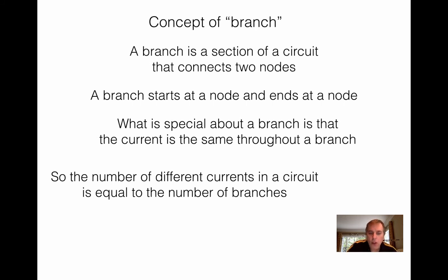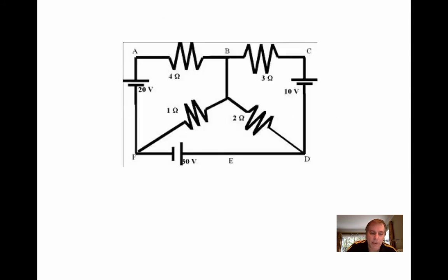So the number of different currents there is in a circuit, which later will be the number of variables we work with, is equal to the number of branches. Because for each branch, there's one current. So number of branches equals number of different currents in the circuit. Okay, in this circuit, we saw that there are 4 junctions. How many branches are there? You can pause here and count the number of branches.